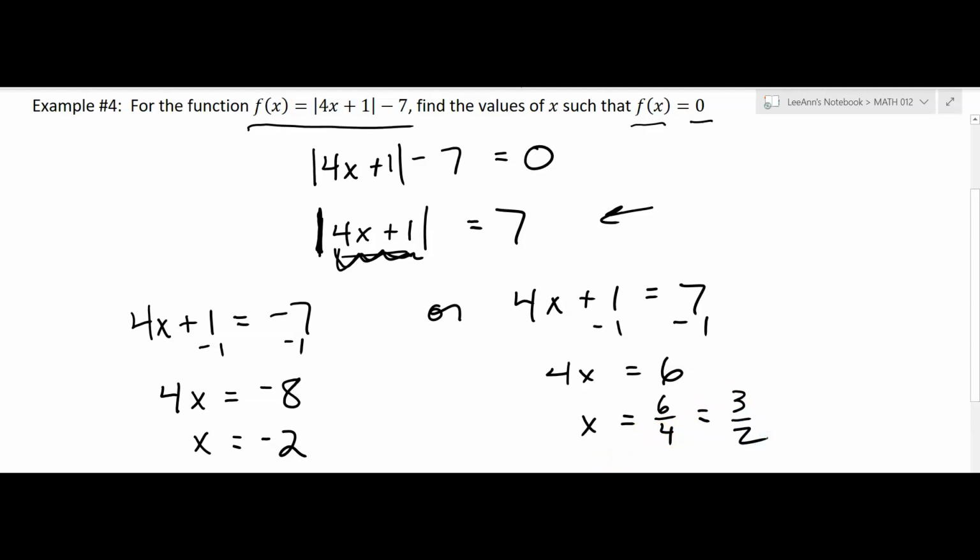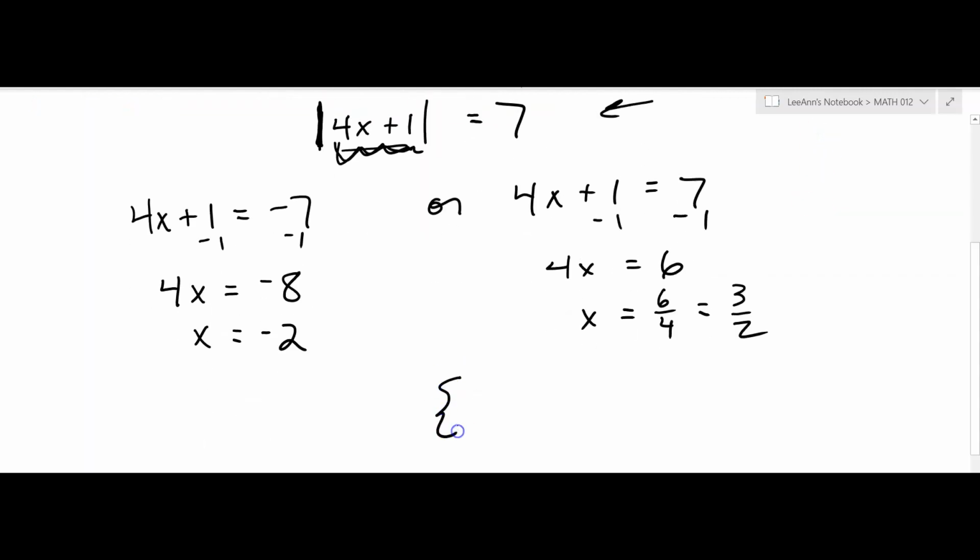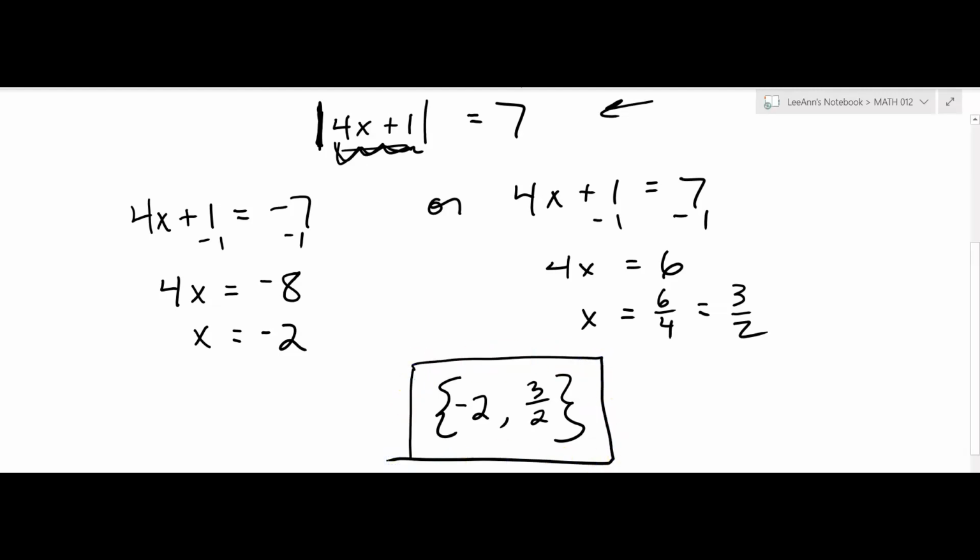Okay, now, do they want it written in set notation? I would write it in set notation. Set negative 2 and 3 over 2. Notice that the answers do not come out to be the same, and they're not like one positive and one negative necessarily. I mean, we do have a positive and negative, but they're not like opposites of each other. Okay, sometimes students make mistakes on that. But that is the solution to that problem.